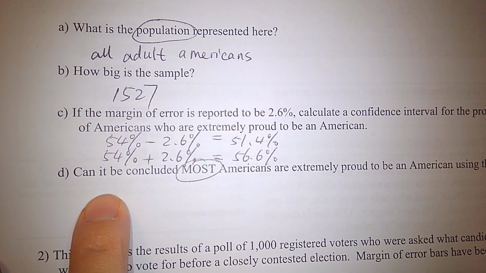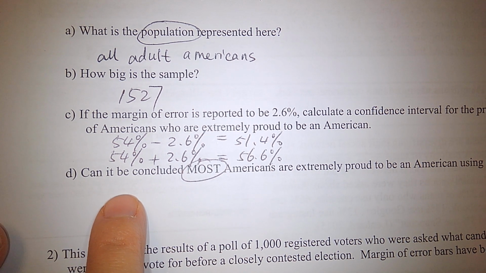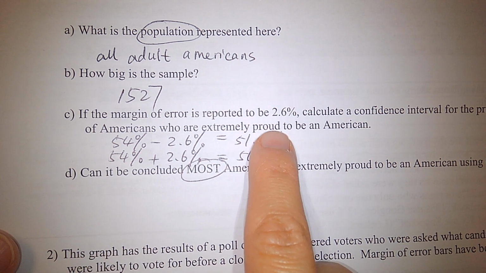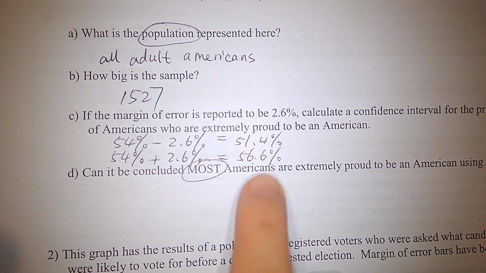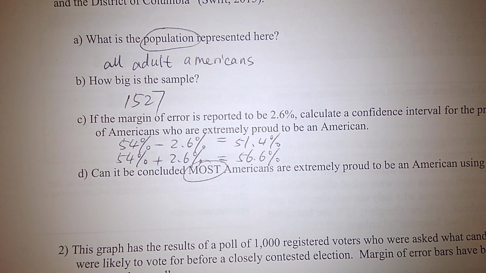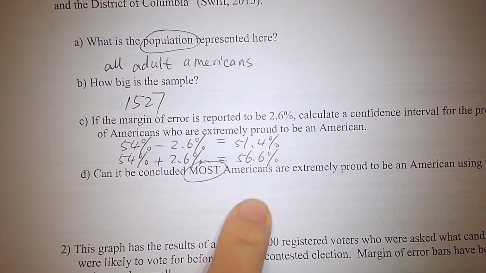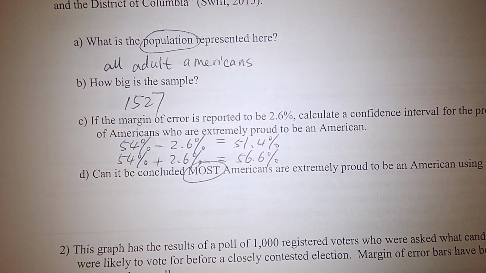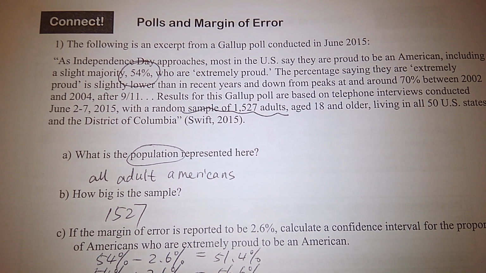Well, the answer from the book is yes. It says technically yes, because both of these two values are greater than 50. So you can answer yes. Or some of you may say, my understanding is that most Americans means at least 80% or something like that. Then you can say no. So it doesn't matter. There's no fixed answer for question D. All right, so this is a margin of error section.